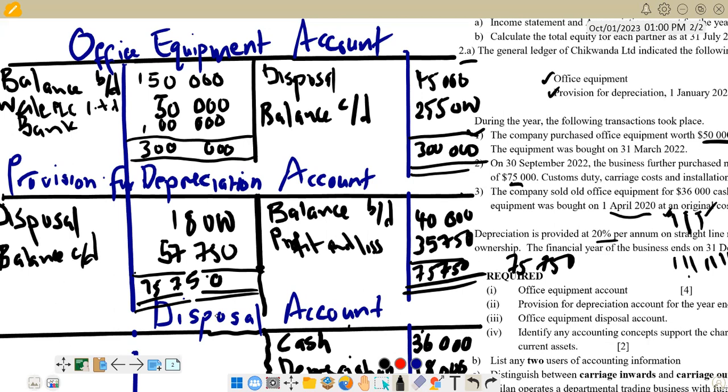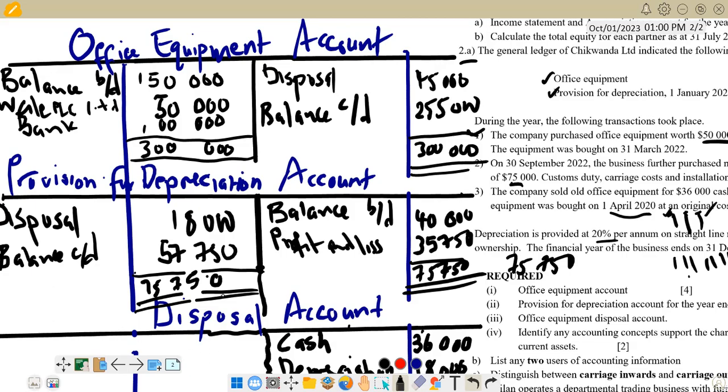Then obviously our balance b/d will be carried for the next year. So starting with office equipment, our balance b/d will be on the debit side below the lines. And then for provision for depreciation, our balance b/d will be on the credit side below the double lines.